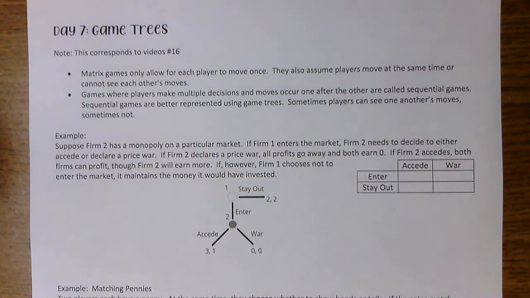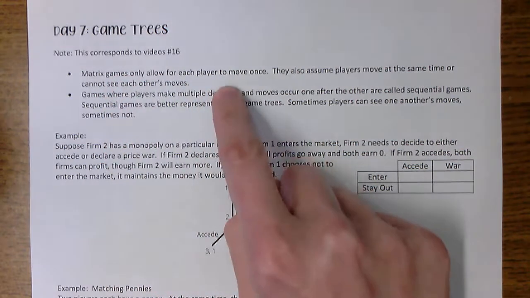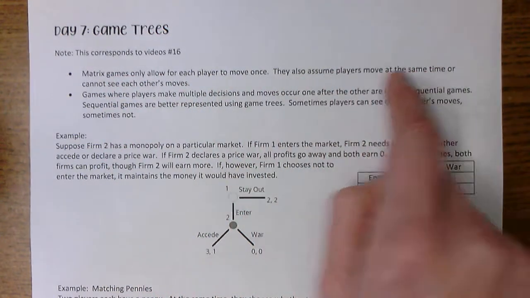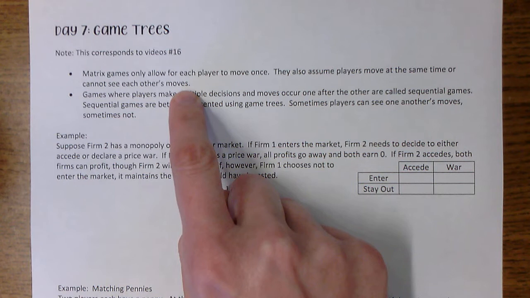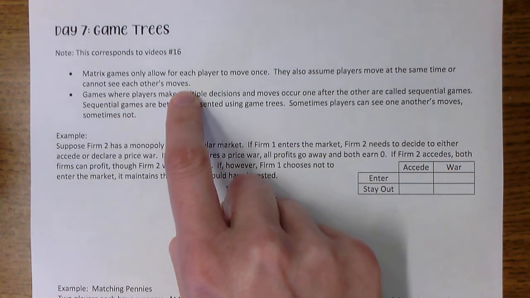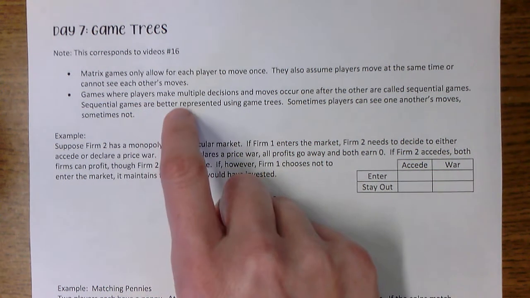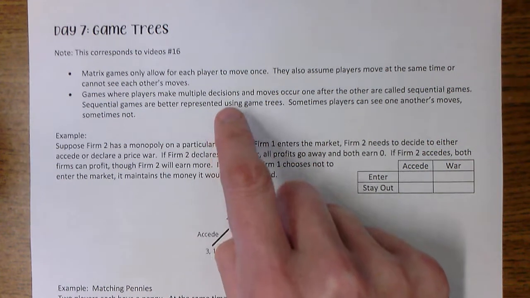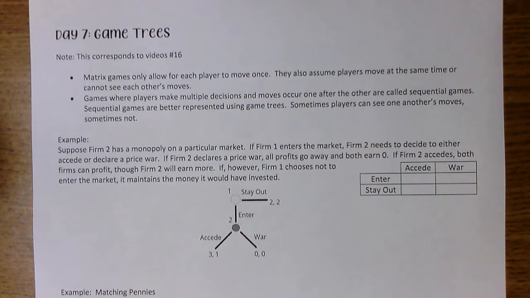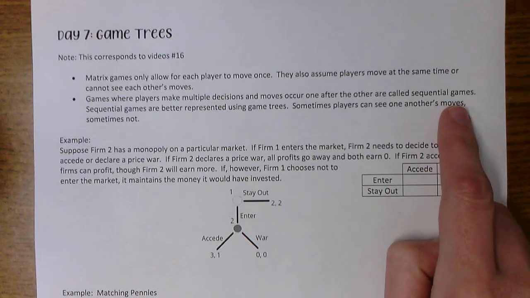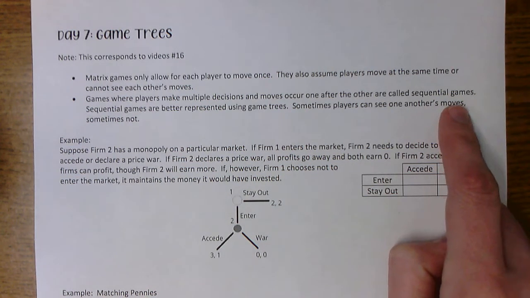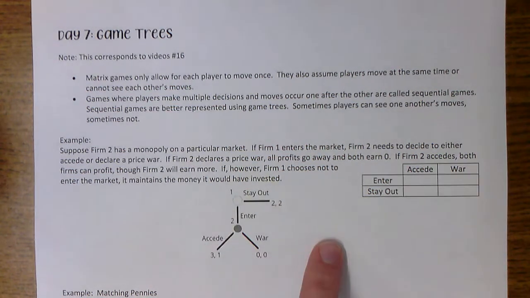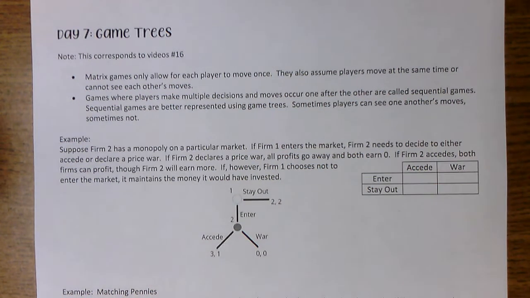Okay, so matrices only allow each player to have one move, and they assume that players move at the same time and can't see each other's moves, which is not always the case. Game trees allow people to make multiple decisions, and they let moves occur either one after each other, or all at the same time. We call them sequential games if one comes after the other, and they're much better represented in game trees. Okay, so that's kind of what we're going to look at here.